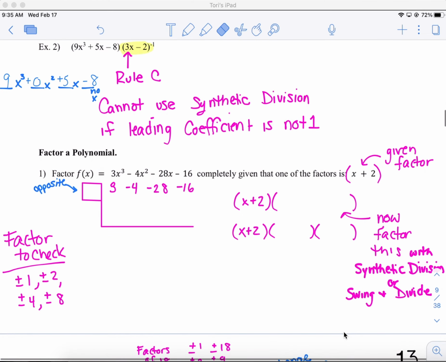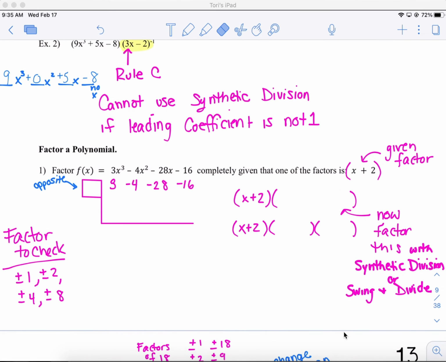All right, so on the bottom part, they're going to give us a polynomial, and they're going to tell us what one of the factors is. We are supposed to factor completely, which means that once we get the first one out, we may have to break it again if it's still quadratic. Okay, let me show you what that looks like.